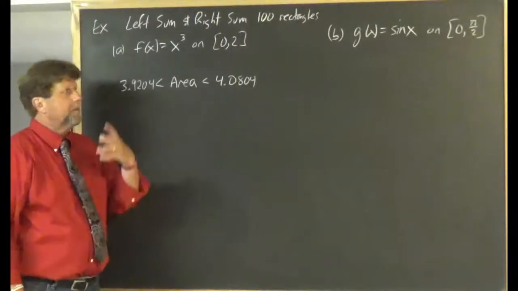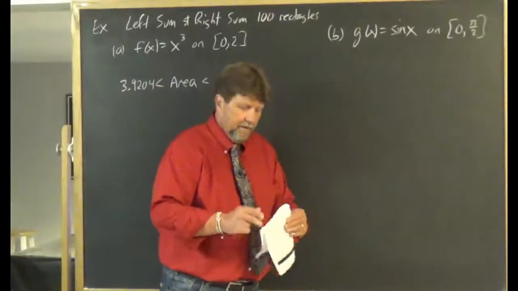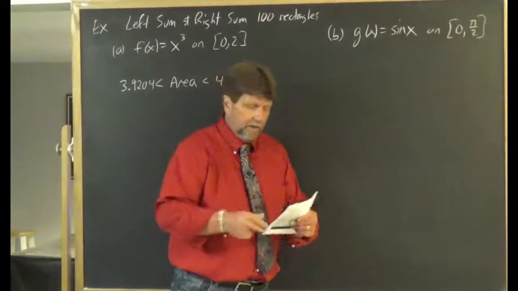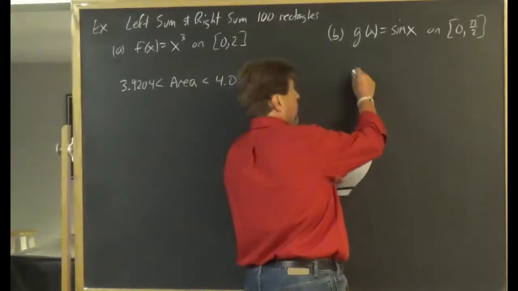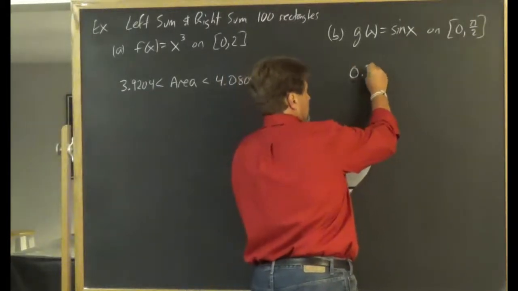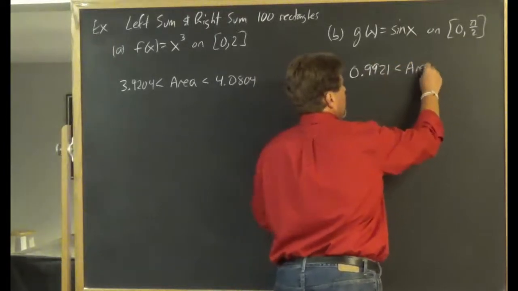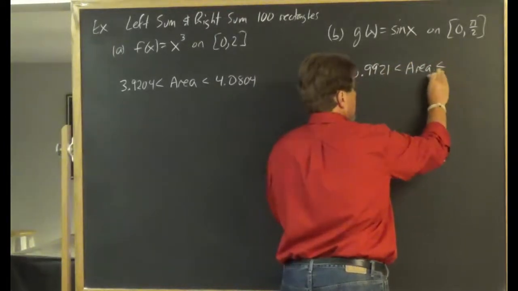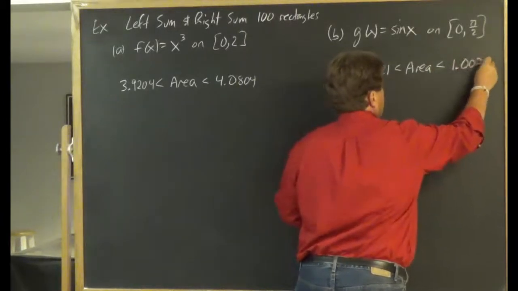For part B, we ran the program, we saw what the left sum was, we saw what the right sum was. Again, write it as a compound inequality. You know, 0.9921, well, the area is going to be a little bit larger than that, and it's definitely smaller than the 1.0078.